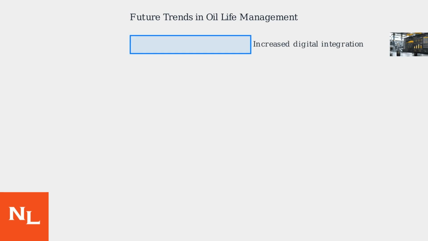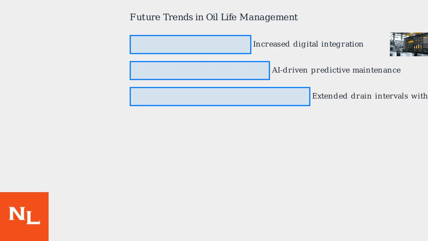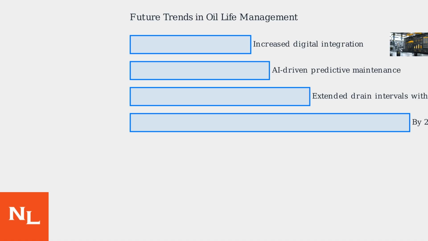Future trends include increased digital integration, where vehicles connect to apps and cloud services for remote monitoring. AI-driven predictive maintenance will analyze driving patterns to forecast oil life more precisely. Vehicles will use synthetic oils for extended drain intervals, reducing the frequency of oil changes. By 2030, oil life resets may become fully automated through dealer software or AI systems, minimizing manual intervention.